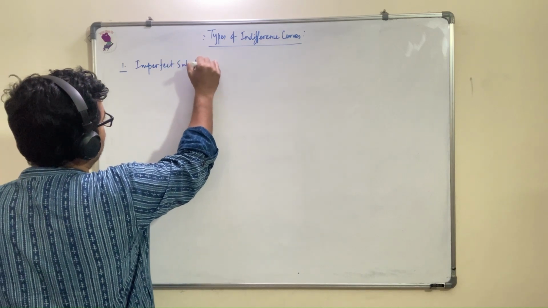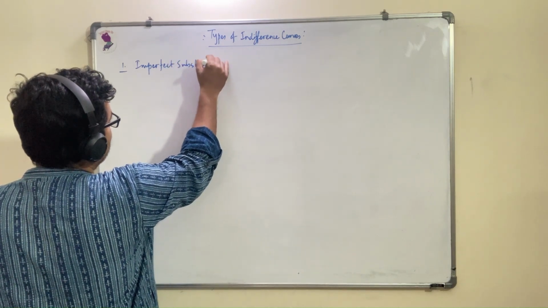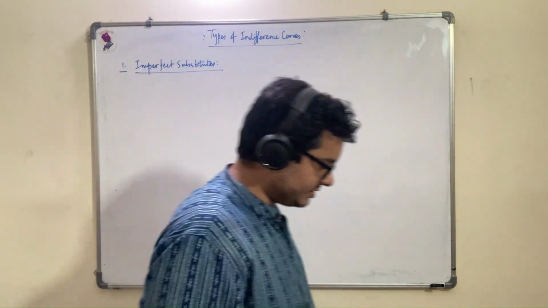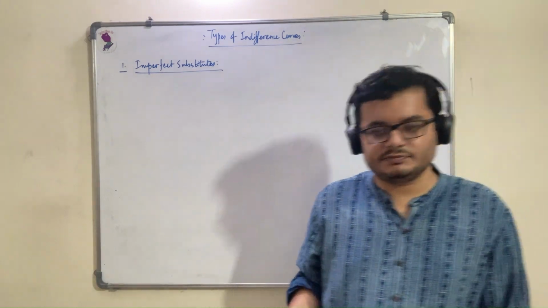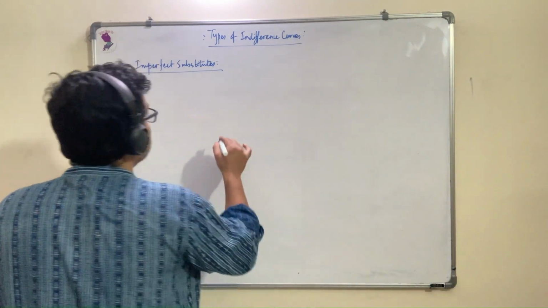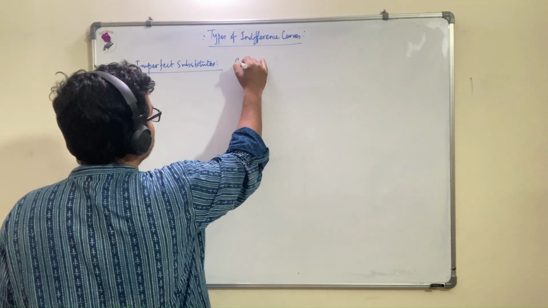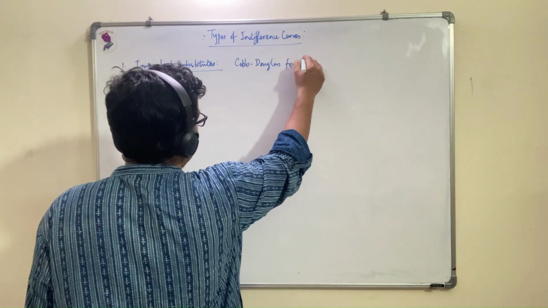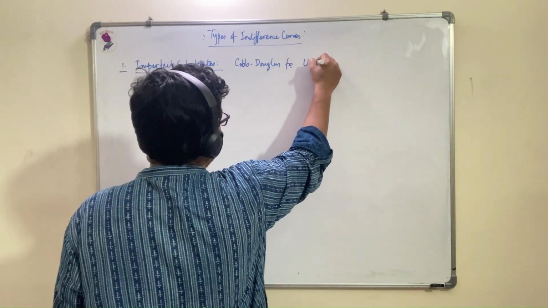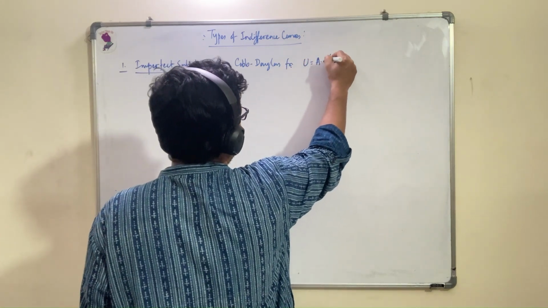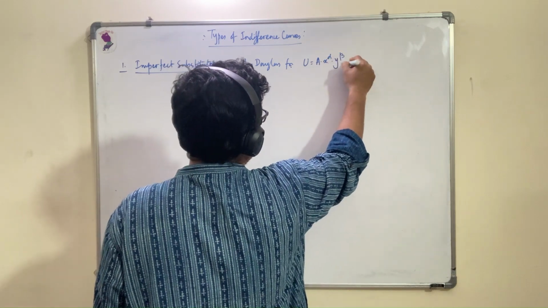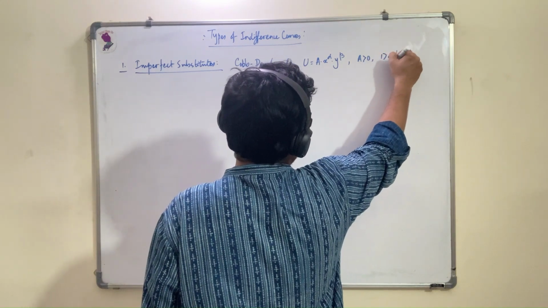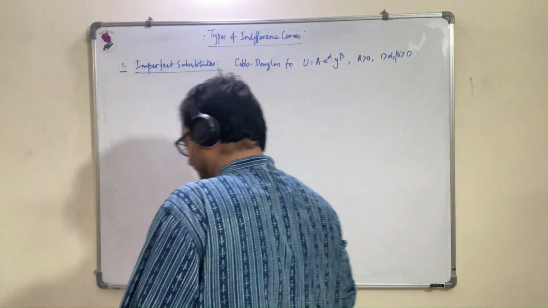Okay, so we start first with the kind that we actually started, the imperfect substitute. This is the most popular, most used, and almost in all cases we will take imperfect substitute as an example. The classic example is obviously the Cobb-Douglas function, and we will write it as u equal to A into x to the power alpha into y to the power beta. A is positive and alpha and beta lie strictly between 0 and 1.